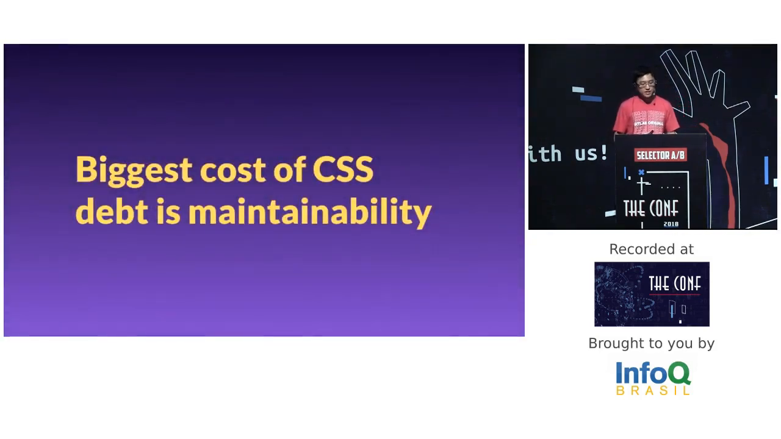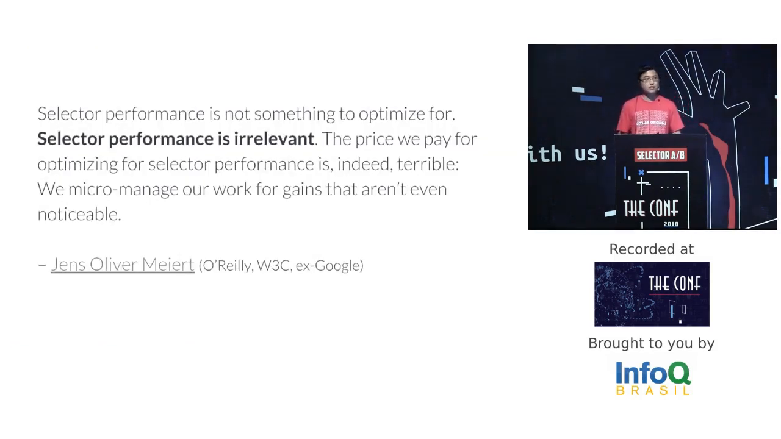So I would say that the biggest cost of CSS debt is maintainability. If you've been keeping up with CSS trends this year, you might have heard LinkedIn created CSS blocks. They announced that earlier this year, talking about their approach to handling CSS. One of the quotes they had there was from Hans Oliver Mayart. He said, selector performance is not something to optimize for. Selector performance is irrelevant, and the price we pay for optimizing for selector performance is indeed terrible. We micromanage our work for gains that aren't even noticeable.